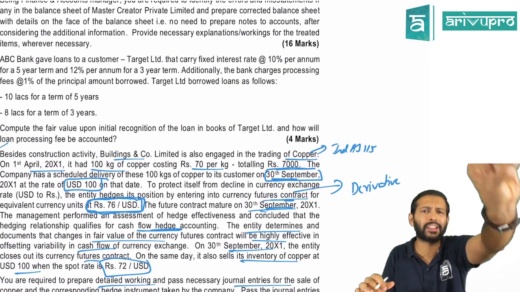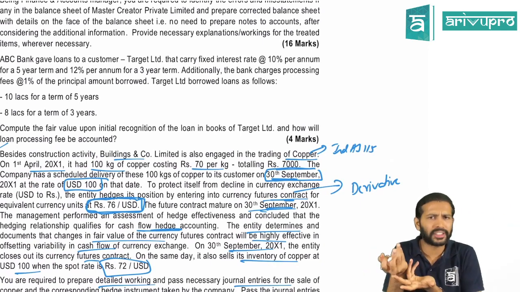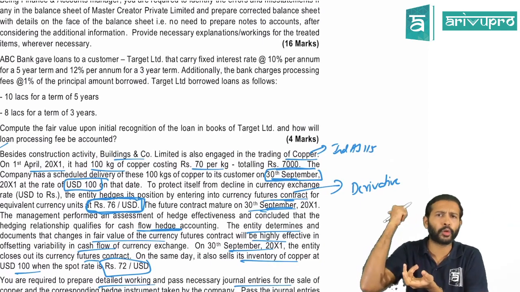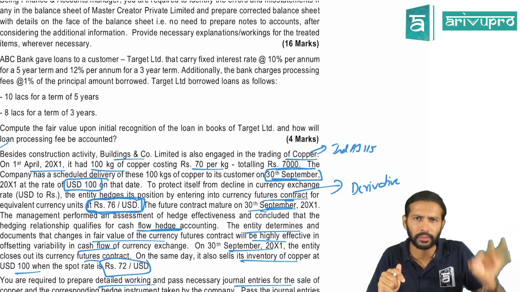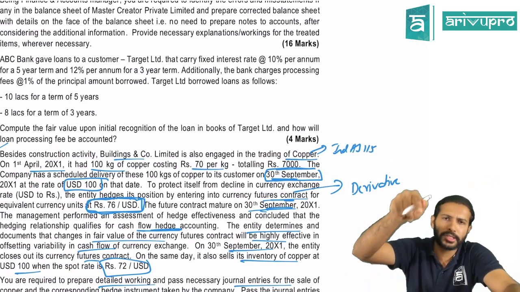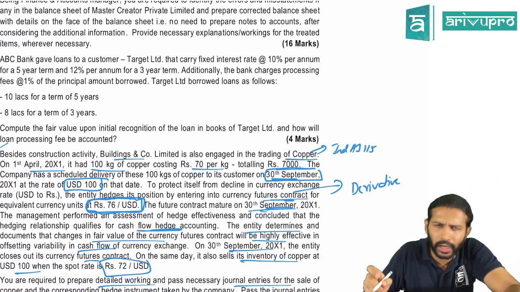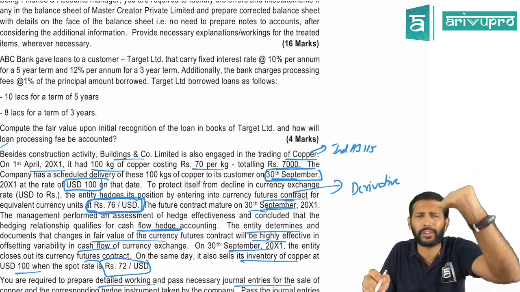On 1st April, you only made the contract and you have not even received any amount. If you had received an amount, you would have to treat that as an advance as per Ind AS 115. Only when the performance obligation is satisfied can revenue be accounted. So on 1st April, there is no revenue.